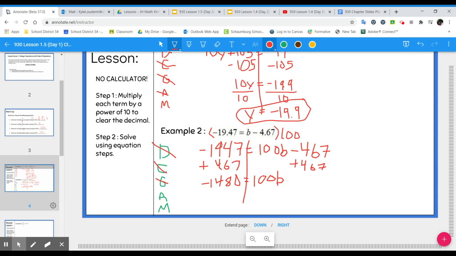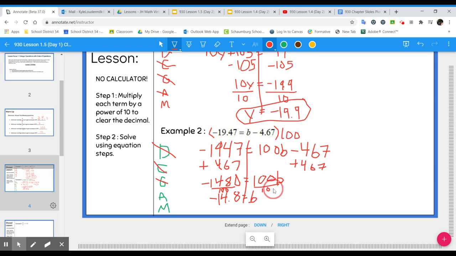Again, when I divided by 10 in the previous problem, I said it's relatively easy to divide by multiples of 10. When I divide by 100, I just need to move my decimal place twice now. So I get negative 14.8 equals b. I forgot to write in what step I did there, but I divided by 100 on both sides. And I get my final answer of negative 14.8.